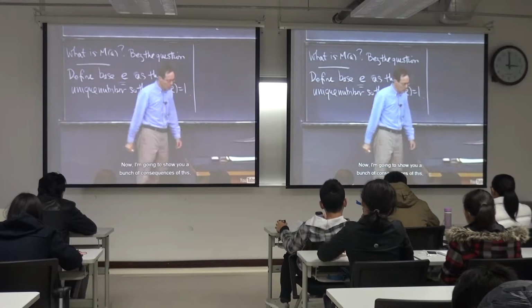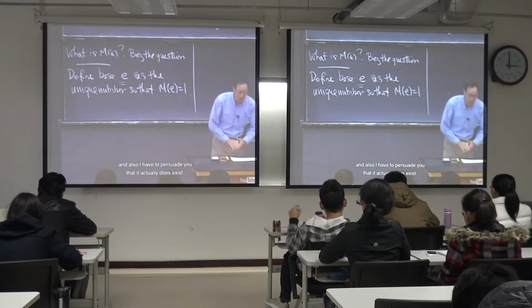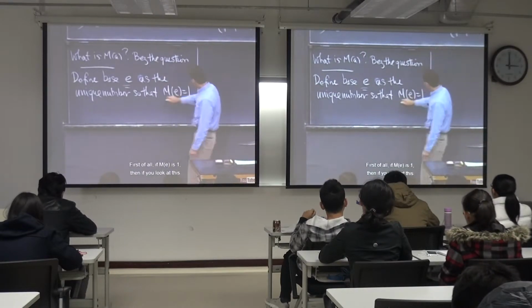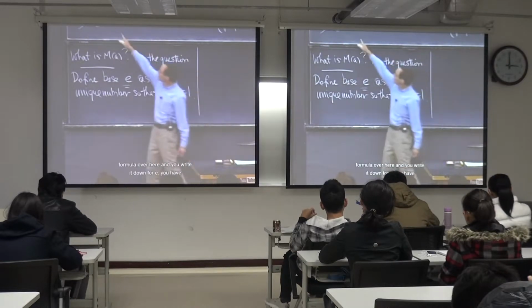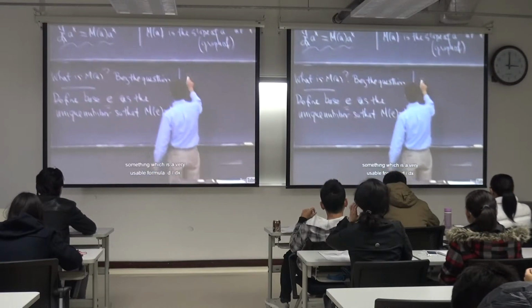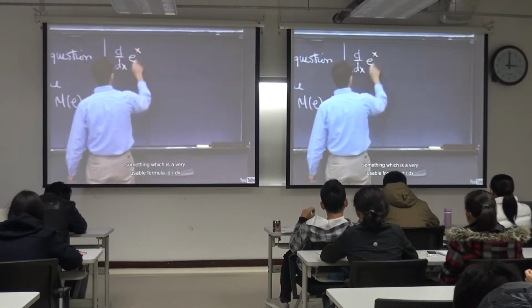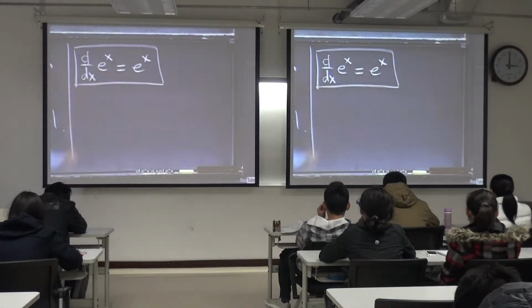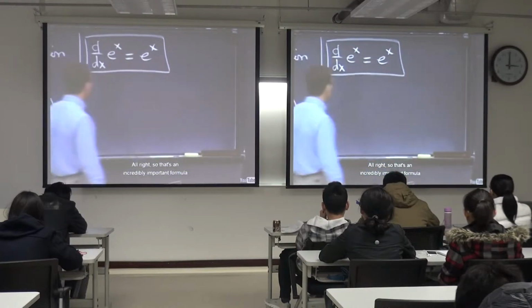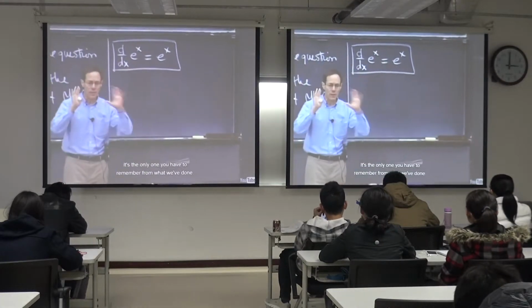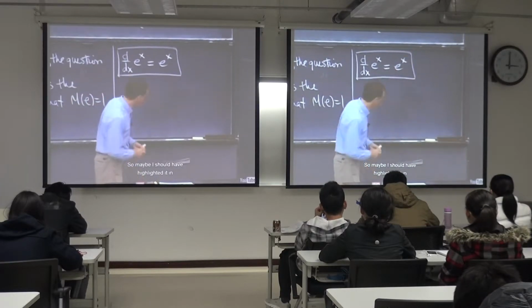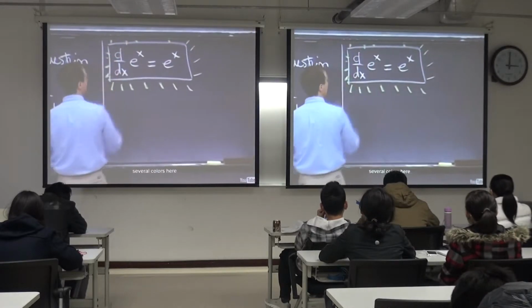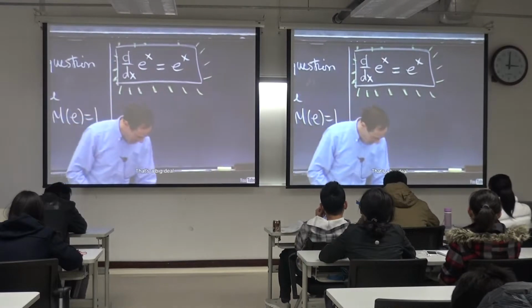Now, I'm going to show you a bunch of consequences of this, and also I have to persuade you that it actually does exist. So first, let me explain what the first consequence is. First of all, if m of e is 1, then if you look at this formula over here, you write it down for e, you have something which is a very usable formula. d/dx of e to the x is just e to the x. All right, so that's an incredibly important formula, which is the fundamental one, the only one you have to remember from what we've done. So maybe I should have highlighted it in several colors here. All right, that's a big deal. Very happy.